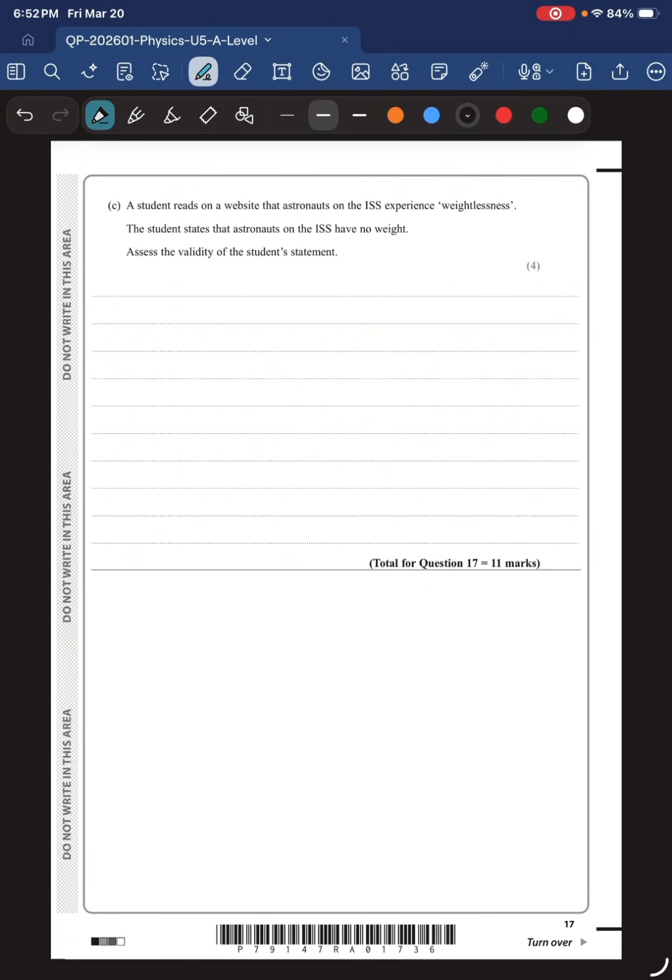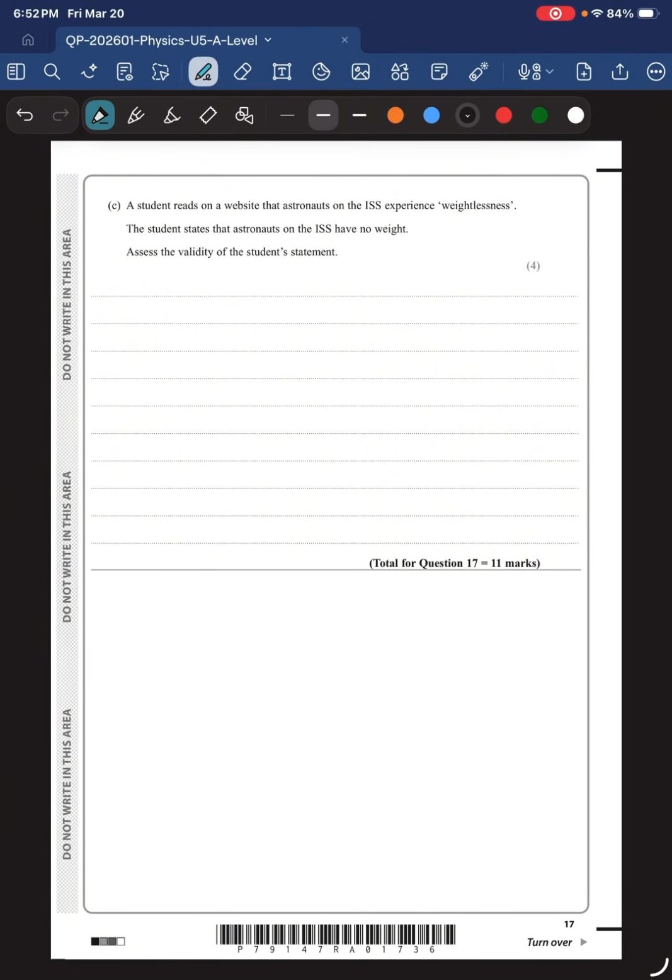C, a student reads on a website that astronauts on the ISS experience weightlessness. The student states that astronauts on the ISS have no weight. Assess the validity of the student's statement.